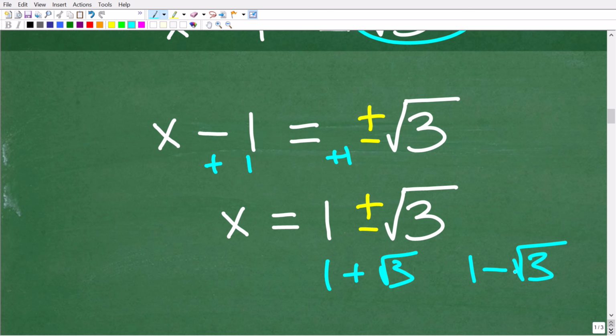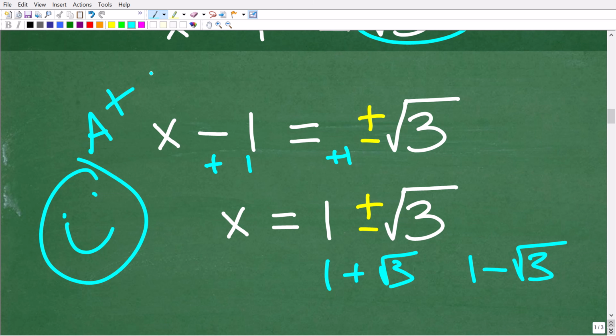Now, if you got this right, and in fact you took this path, I have to give you a nice little happy face and an A+. That is fantastic. Okay, so let's take a look at a long way to solve this problem.